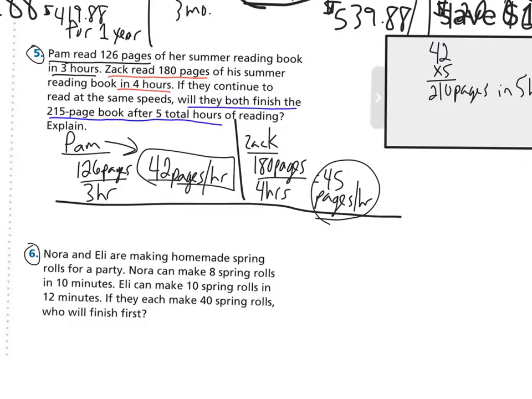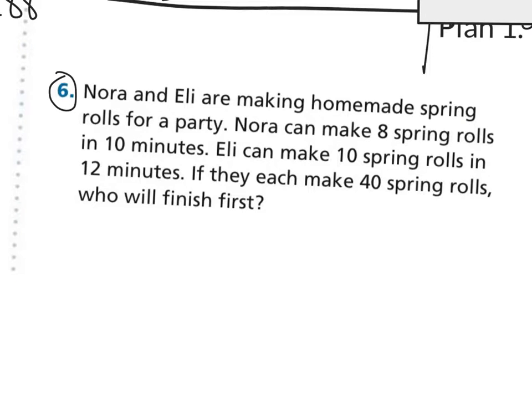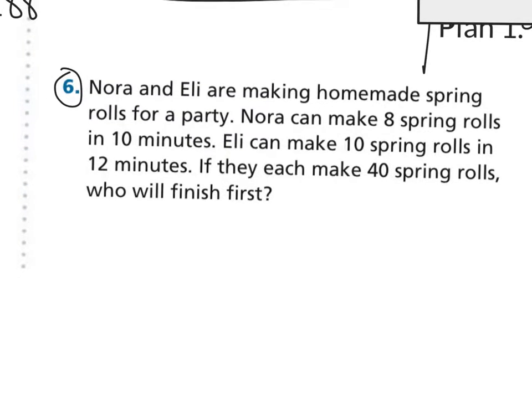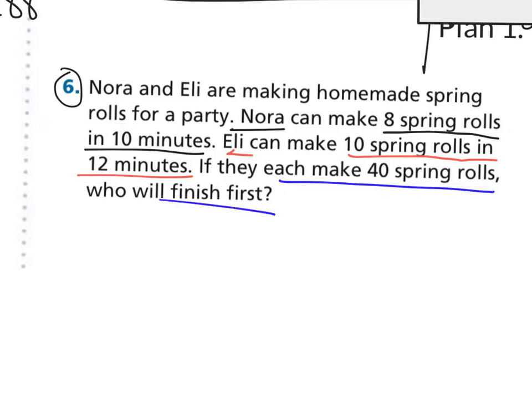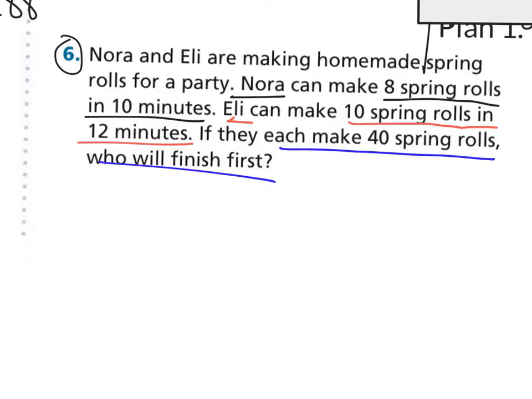Alright, so if we look at number 6, Nora and Eli are making homemade spring rolls for a party. Nora can make 8 spring rolls in 10 minutes, and Eli can make 10 spring rolls in 12 minutes. So if they each make 40 spring rolls, who will finish first? So when you guys do a problem like this, you can make fractions, or we can make a table here. If you want, you can make a table.